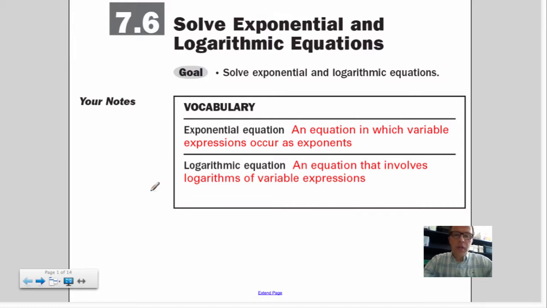So we are solving equations. It's a big section, 7.6, and I think we're going to take 2 days. We'll practice on Monday and Tuesday. We are solving both exponential and log equations. So we've got quite a few examples. The first ones are all going to be exponential equations. Basically, the variable x will be an exponent. And for log equations, the variable x will be embedded in a log function.